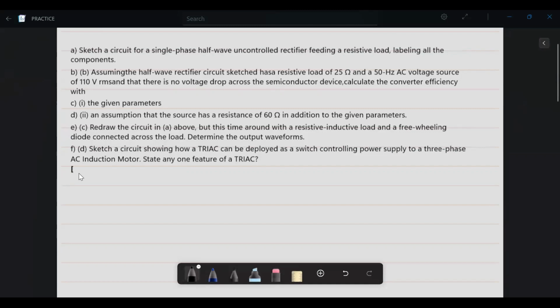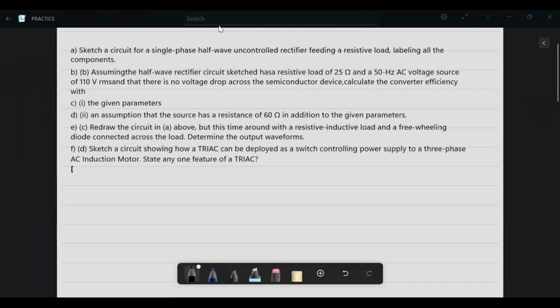Okay, so we have the first question here. The question says, I have to sketch the circuit for a single phase half wave uncontrolled rectifier feeding a resistive load, labeling all the components. So we need to sketch what? A single phase half wave uncontrolled rectifier.